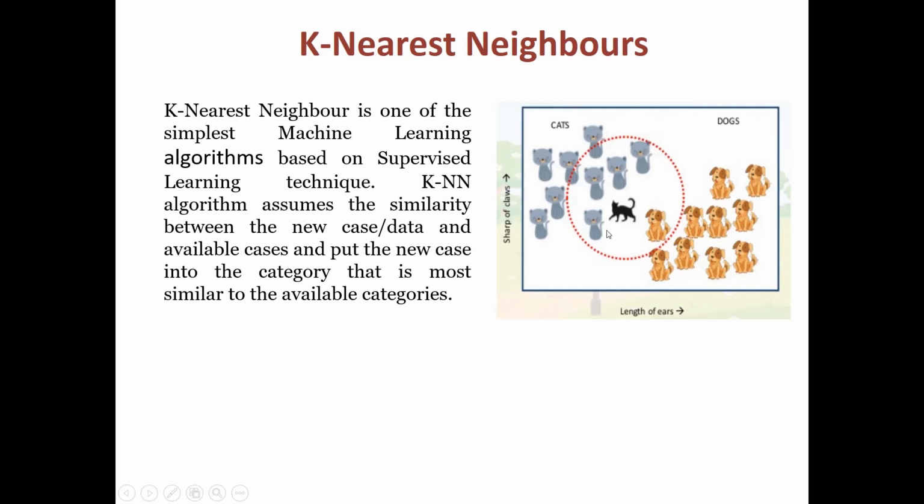If we decide that we have to find a total of k nearest neighbors, and k is suppose 5, then we find the 5 nearest neighbors of this test data point, and we categorize the new data point into the category wherein there are more neighbors. Depending on the neighbors, we classify this particular data point into either the cat category or the dog category.